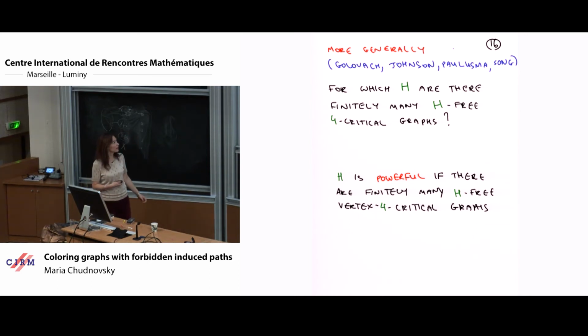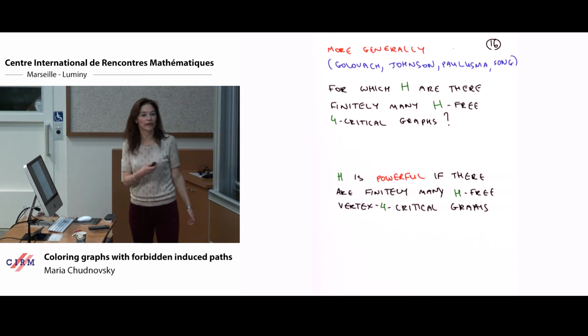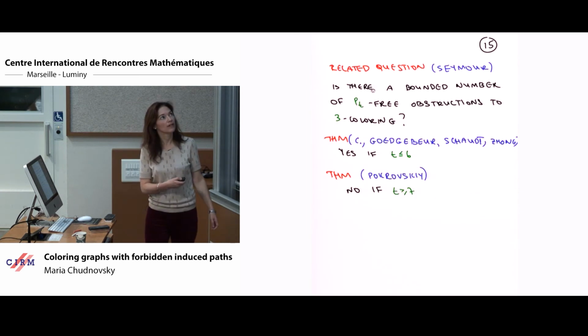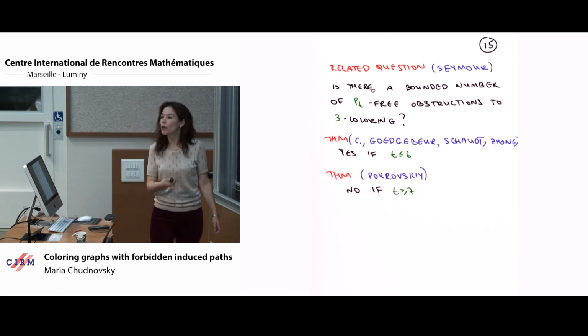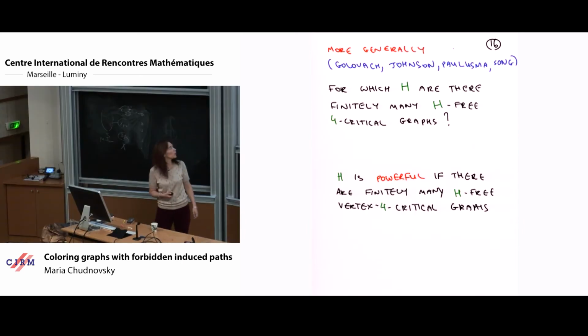And this is the question I actually want to talk about. So with this set of authors, we answered it. We know the answer. So I'm going to tell you the answer. And that's the rest of my talk. So let me say H is powerful if the answer is yes, if there are finitely many 4-critical H-free graphs. Now I want to know which H's are powerful.